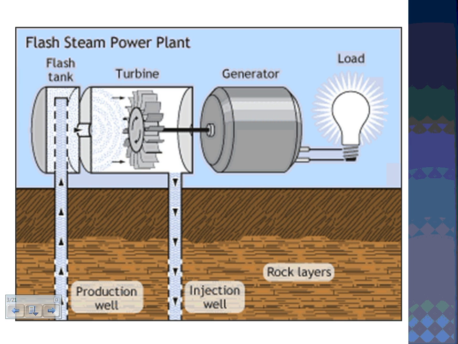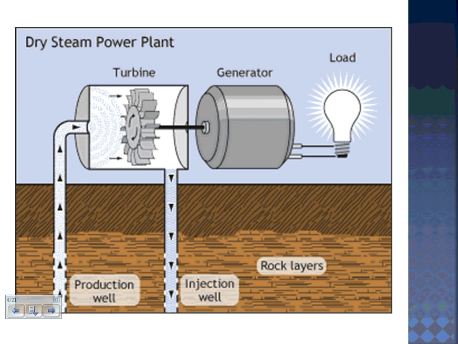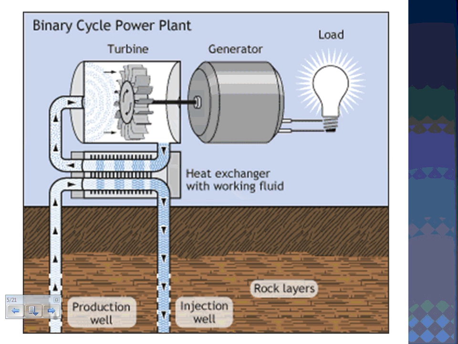We start with a flash steam power plant. A flash steam power plant takes water from underground, puts it in a flash tank where the pressure is changed and the water is converted to water vapor, and then turns the turbine. The dry steam power plant directly takes water vapor from underground and then uses that to turn the turbine. A binary cycle power plant takes water vapor from underground, transfers the heat over to an above ground source of water, converting it to water vapor, and then using that water vapor to turn the turbine.